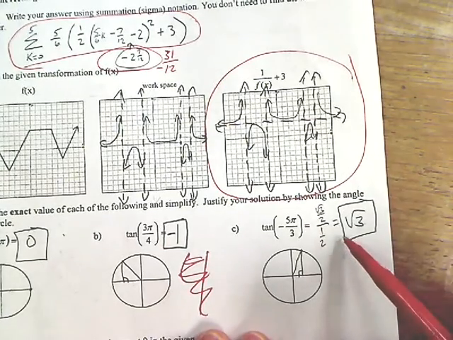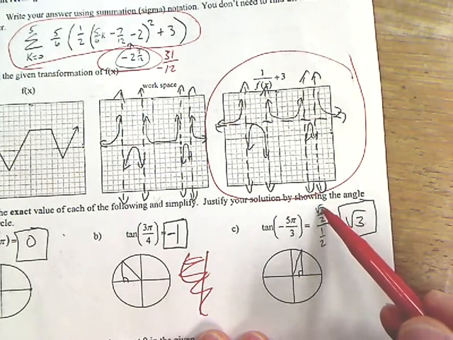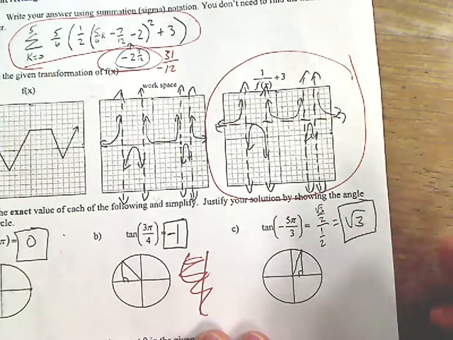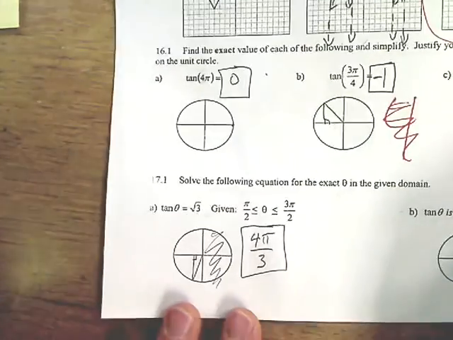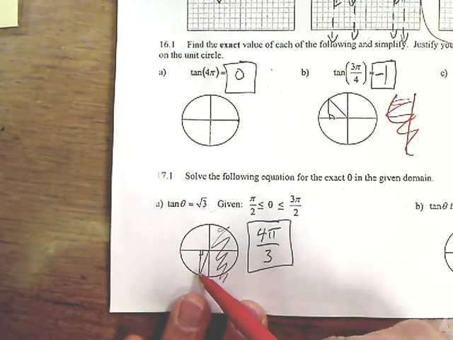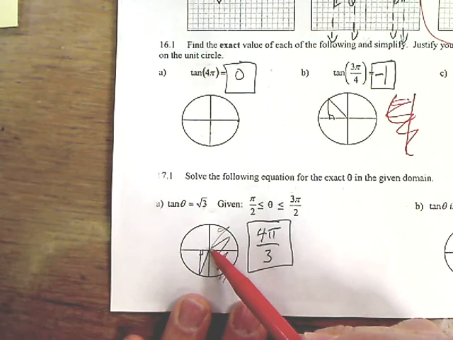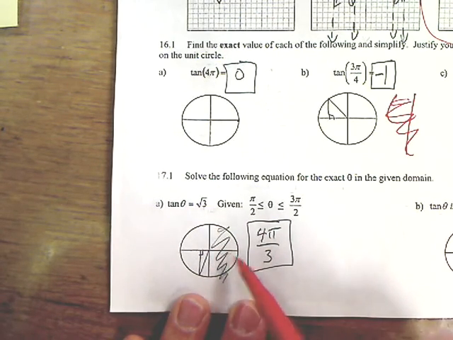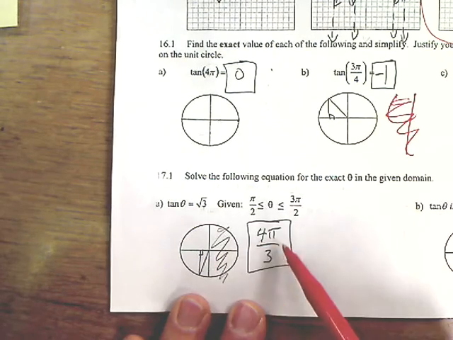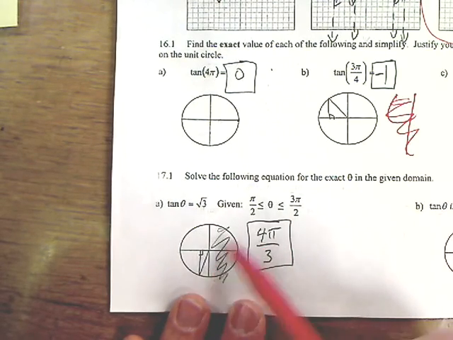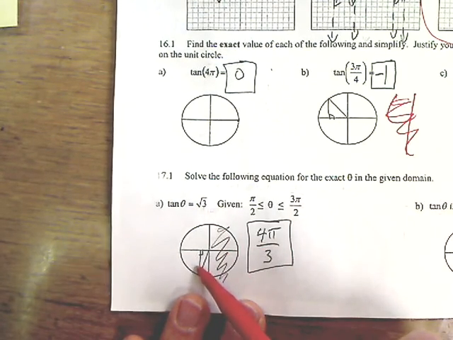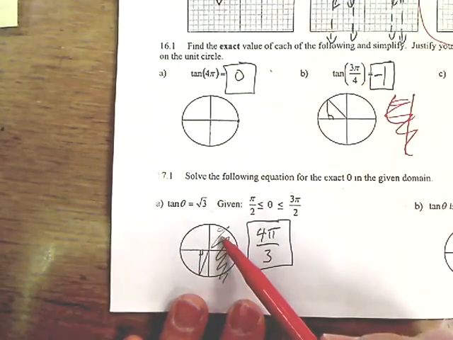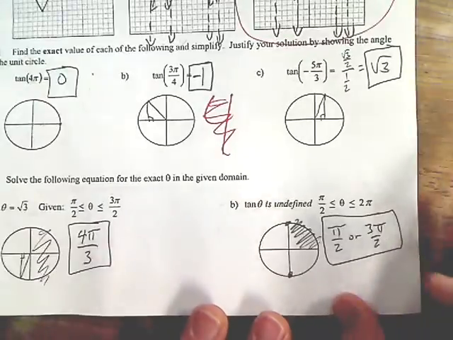Just my clue from this one tells me it's going to be square root of 3 over 2. That reduces to square root of 3. So I'm looking for square root of 3 over 2 over 1/2. And that reduces down, so it's 4 pi over 3. Tangent is also positive over here. Positive here and here, negative there and there.